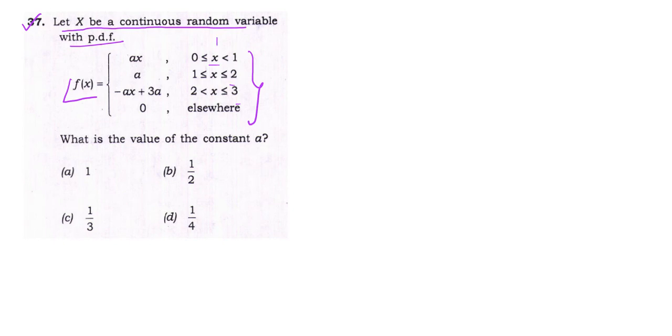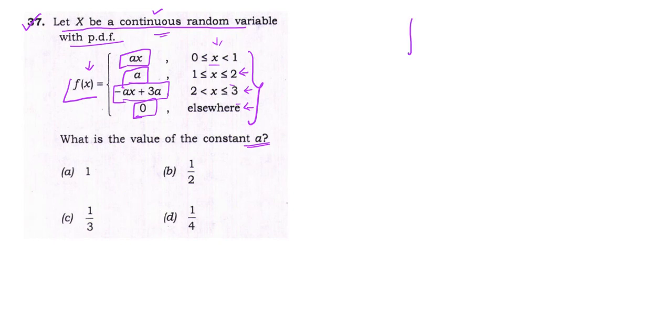If x lies between 0 and 1, the value of this function is ax. If x lies between 1 and 2, the value of this function is simply a. If x lies between 2 and 3, the value of this function is minus ax plus 3a, and for any other value of x, f(x) will be equal to 0. Now what is the value of the constant a? Since this is a PDF and this is a continuous random variable, reading the word continuous, what first comes to our mind is integration.